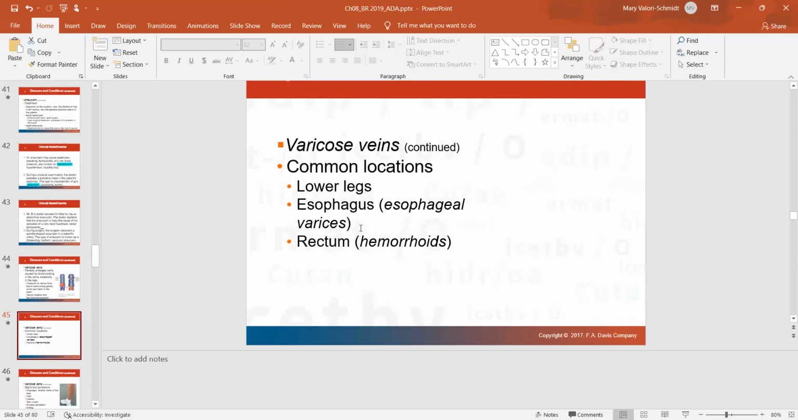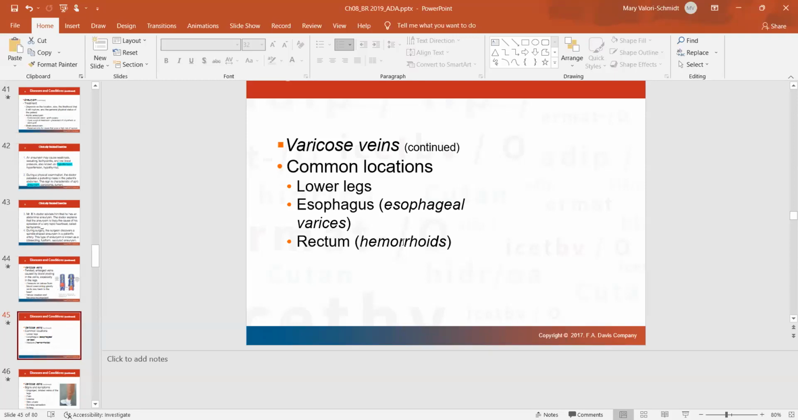Esophageal varices are not common. So again, another issue that I found with this. Esophageal varices are varicose veins within the esophagus. Usually they happen to people with liver disease secondary to alcoholism, and they are very dangerous because they can rupture and you can bleed out right through your esophagus. So you'll be throwing up blood.